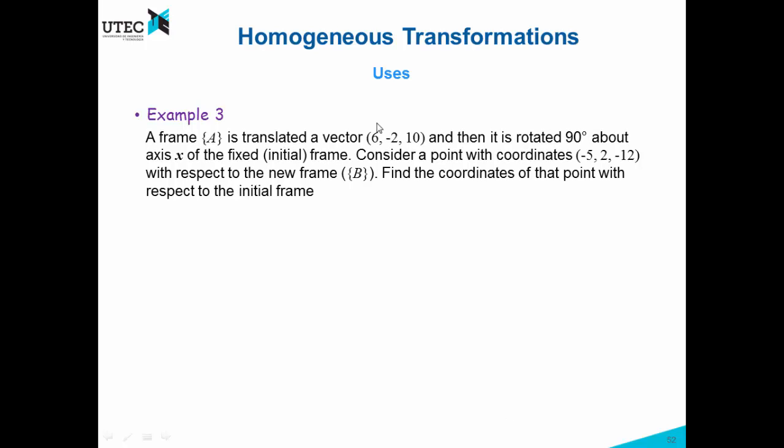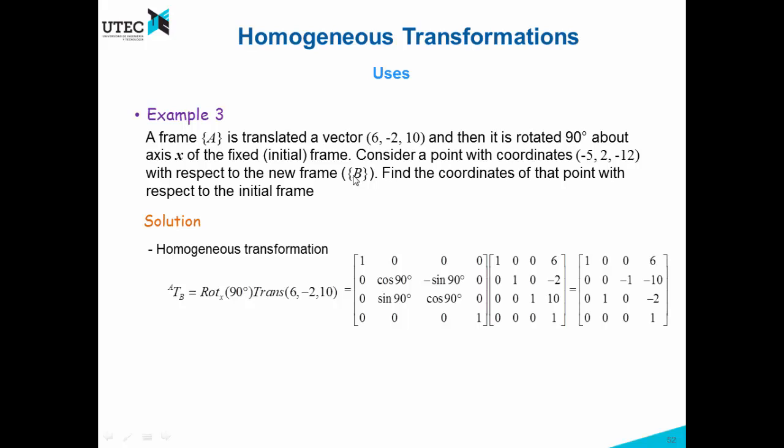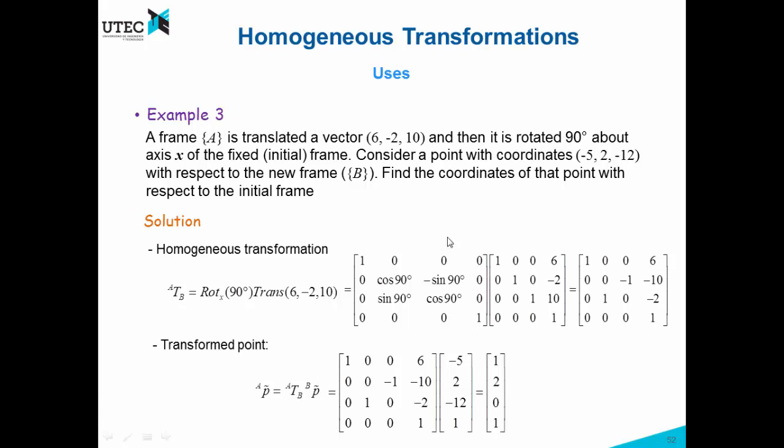We have a frame that is translated by a vector 6, minus 2, 10, and then rotated about the fixed frame. So in this case, it's the opposite. We first translate and then we rotate about the fixed one. So this rotation is pre-multiplying this translation. Now we have again the point with respect to the new frame, and the problem is exactly the same. We have to apply this, replace the transformed point, and we get the vector. If you see here, this result is different from the previous one because this is not commutative. Again, this is like rotations. Translations or homogeneous transformations are not commutative.